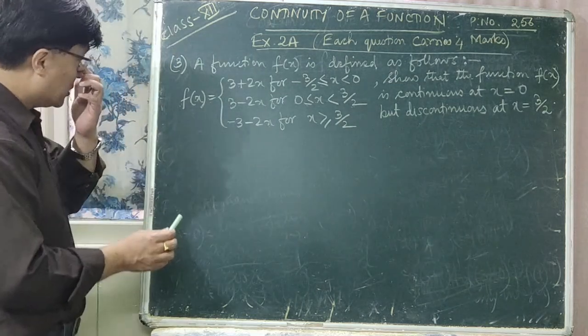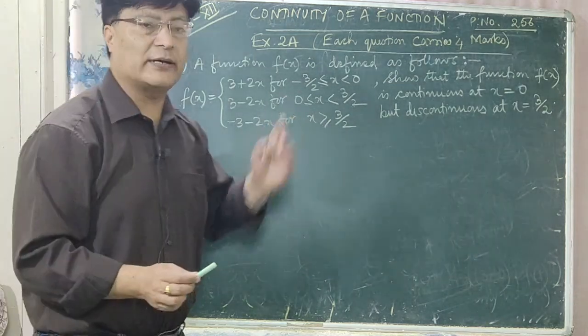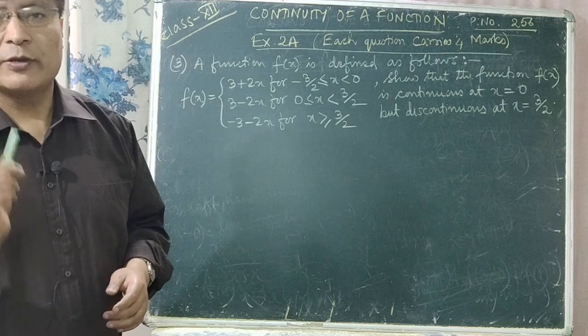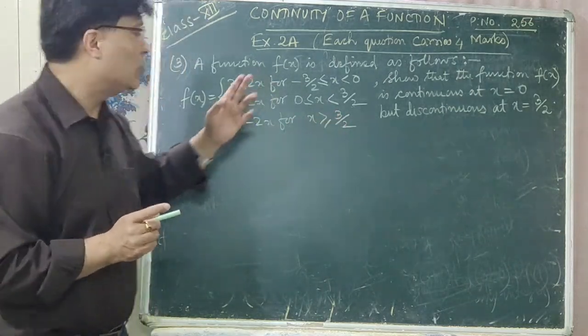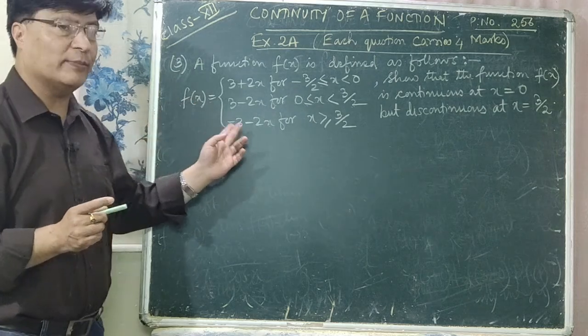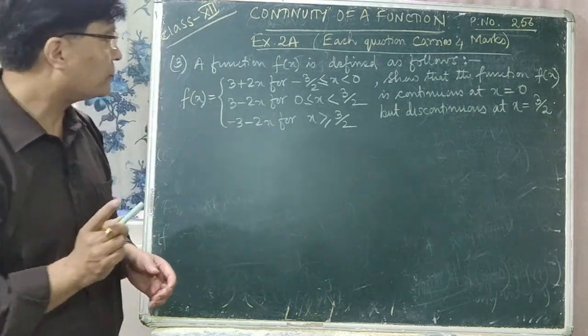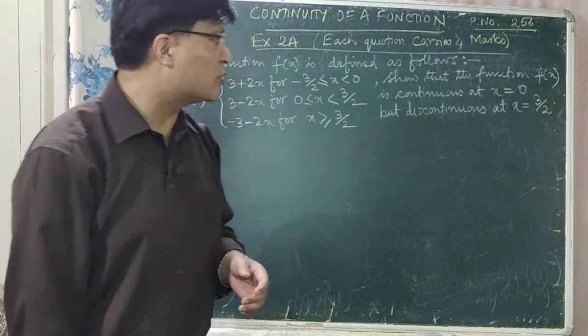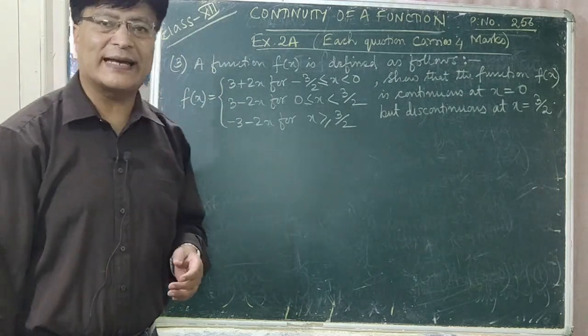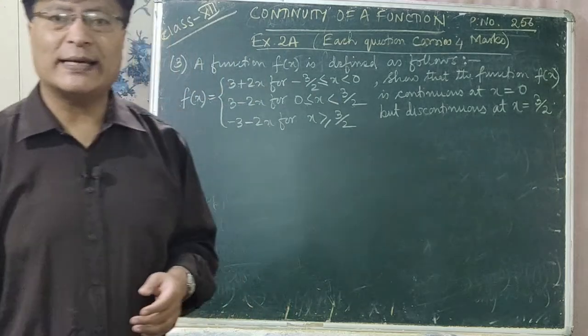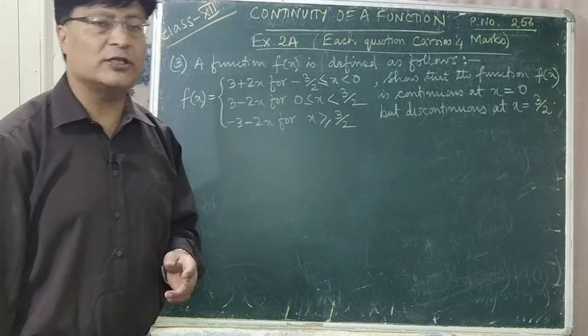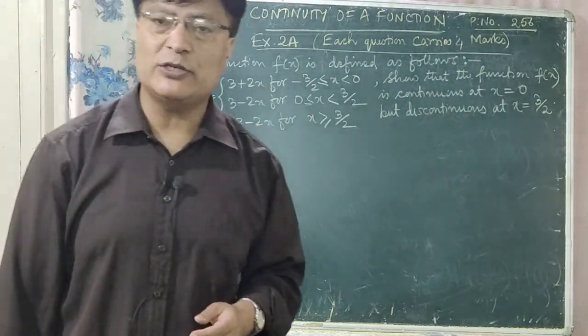What is the condition given out here? For x greater than or equal to 3 by 2. So if we have x greater than or equal to 3 by 2, then you can write f of x is equal to minus 3 minus 2x. Now we have to show that the function f of x is continuous at x is equal to 0, but you have to show that the function f of x is discontinuous at x is equal to 3 by 2.